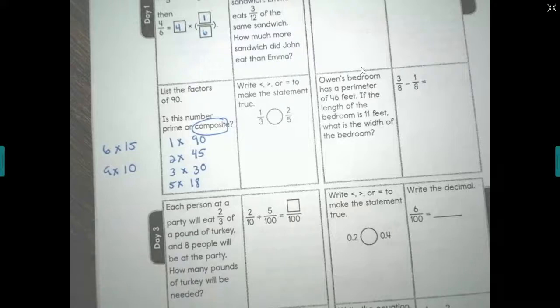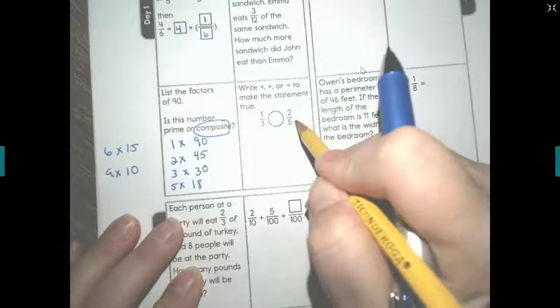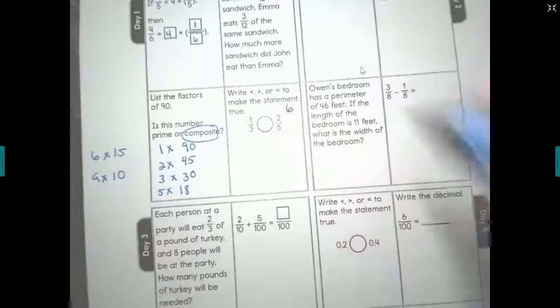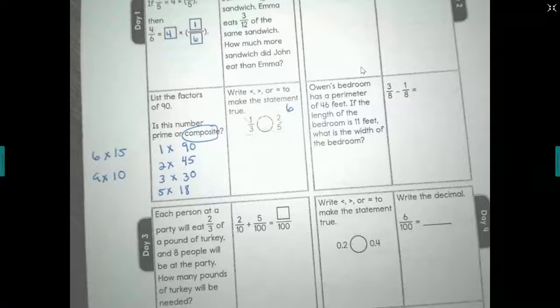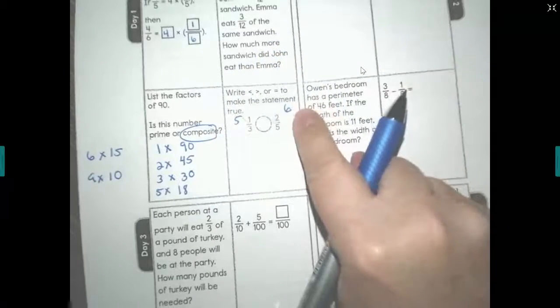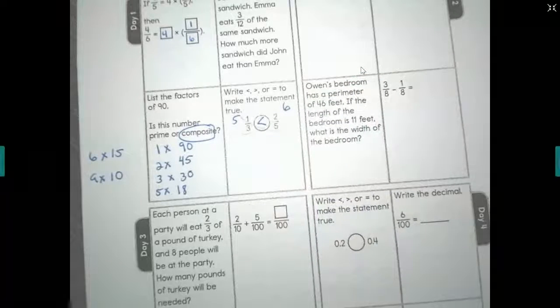All right, we have to figure out which one's larger. I like to just use the butterfly method for this one. 2 times 3 is 6. We learned lots of different methods last week. You're more than welcome to use a number line. You're more than welcome to use fraction bars, whatever works for you. Finding common denominators. 5 times 1 is 5. I know that 6 is larger than 5, therefore 2/5 is larger. So 1/3 is less than 2/5.